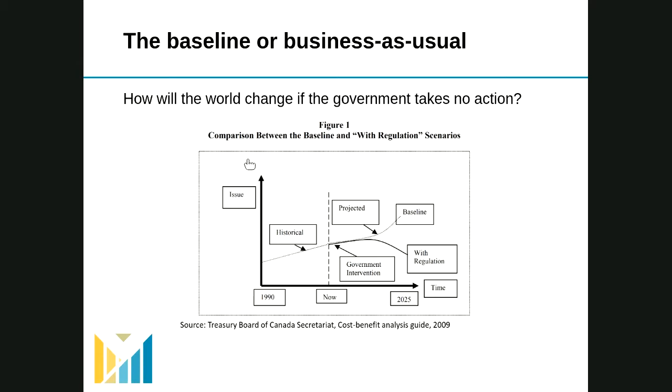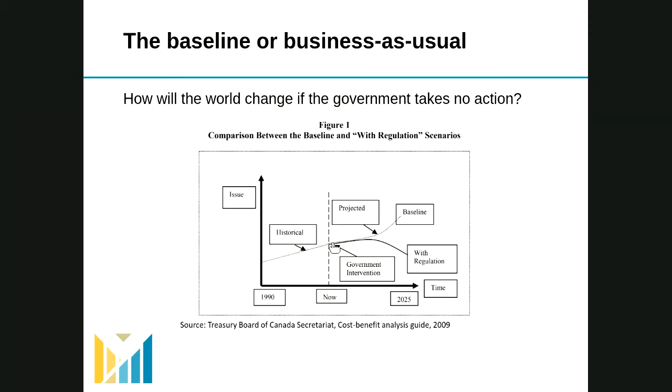So I mentioned that when we develop a cost benefit analysis and we look at the impacts of the regulation, we care about how the issue will develop if the government takes no action. Because the net benefits are actually the difference between what will happen with regulation and what will happen without the regulation. So this is an example from the Treasury Board of Canada Cost Benefit Analysis Guide. Basically, if we have some issue, let's say this is climate change, it's getting worse and worse, then the government intervenes at some point.